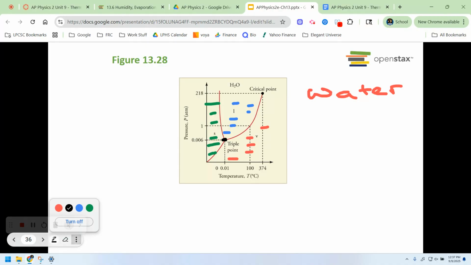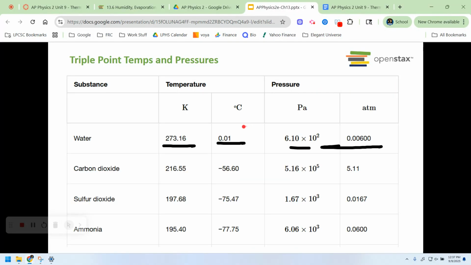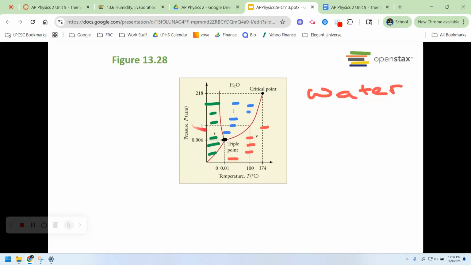So if we look at this space right here, normally a liquid turns into a gas. This is at normal, if you look here, that's 1 atmospheric pressure. At normal atmospheric pressure, a liquid at 100 degrees Celsius becomes a vapor, right? That's the boiling point. But if you increase the pressure up to 218 atmospheric pressure, right, it can remain a liquid at a higher temperature.